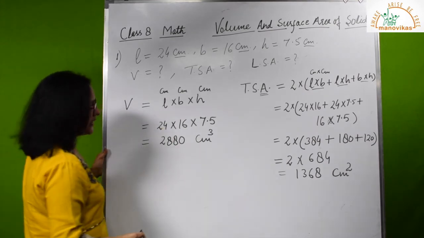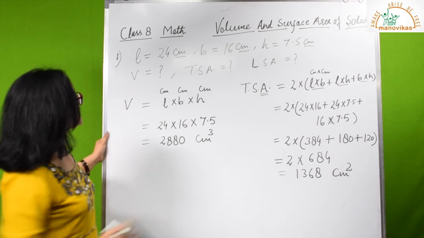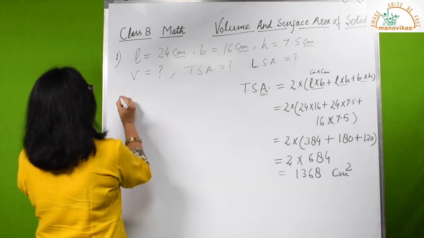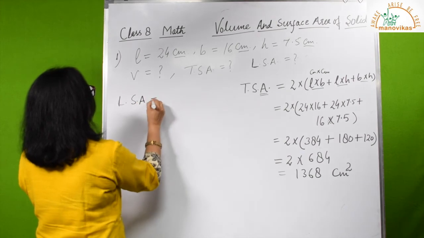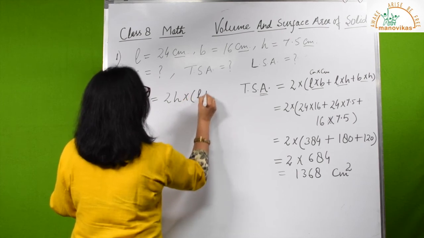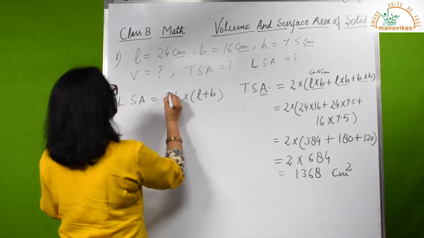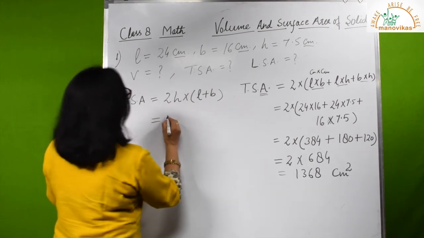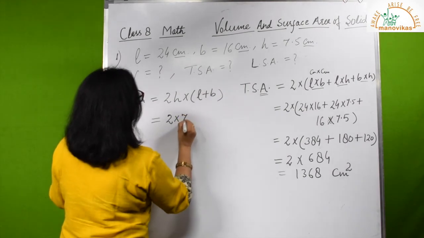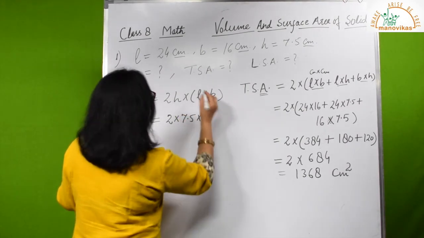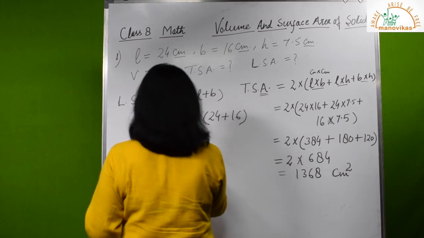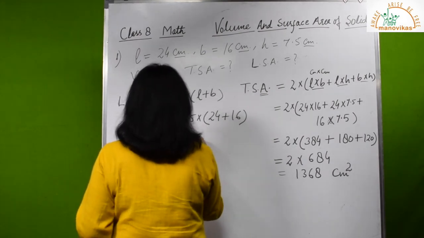Now the third quantity we have to find, which is lateral surface area. So what is the formula for lateral surface area? First we will write the formula. Lateral surface area is equal to 2h into length plus breadth. This is the short form of the formula. Now you can put the values. So 2h means 2 multiplied by h. What is the value of h? 7.5 into length is 24 plus breadth is 16. Now when you multiply all this, you will get 600.